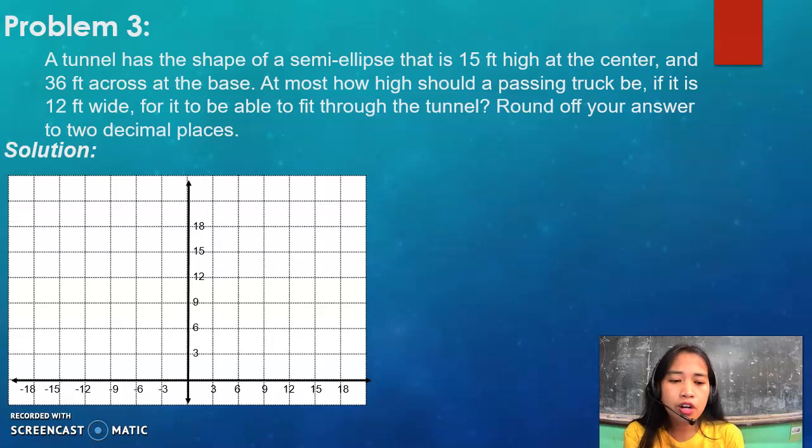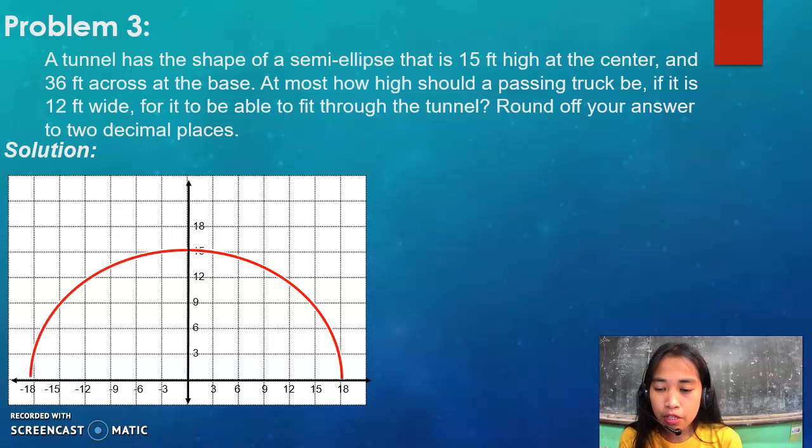So we will now draw a semi-ellipse 15 feet high and 36 feet across at the base, so it means that 36 feet is the length of our major axis. So we divide 36 by 2: 18 to the right, 18 to the left. So your semi-ellipse looks like this in the figure.